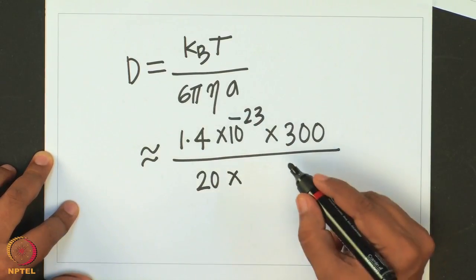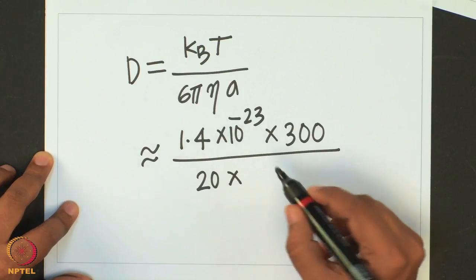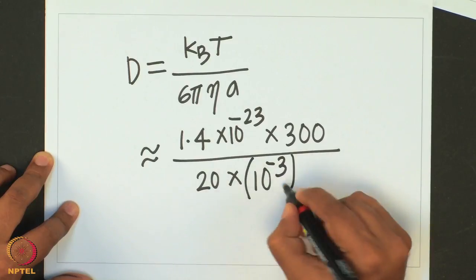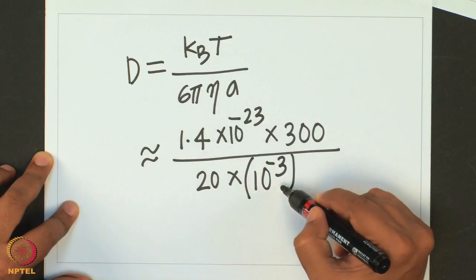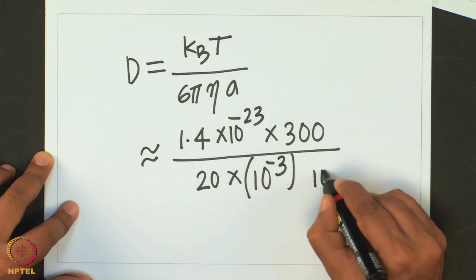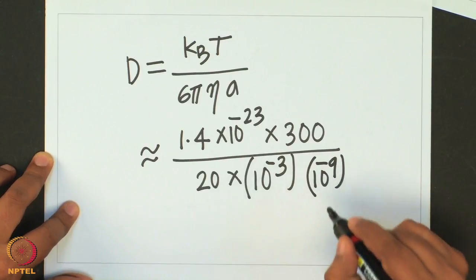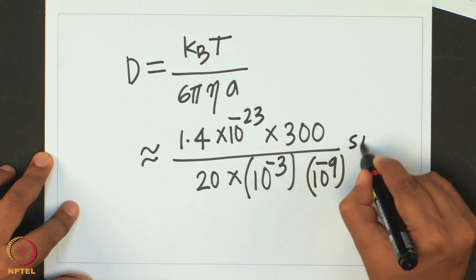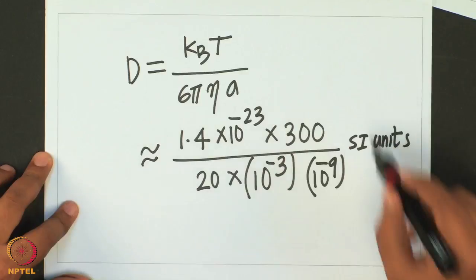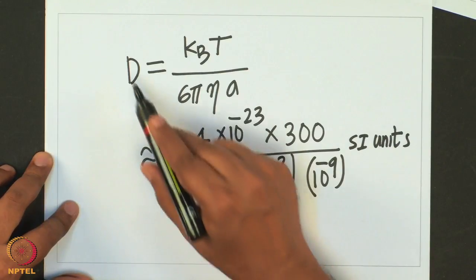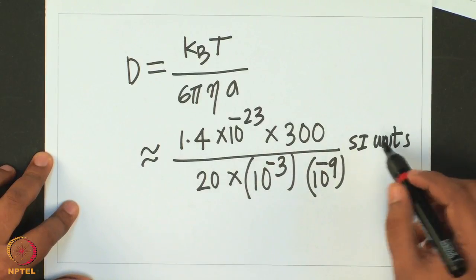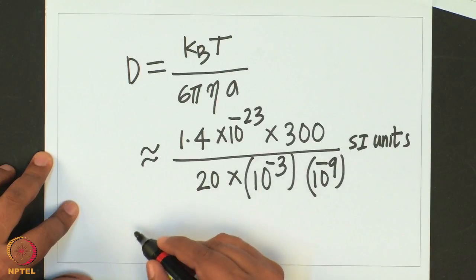Eta, which is the viscosity of water, is 10 power minus 3 in SI units, and a is of the order of a nanometer. In SI units, a nanometer is 10 power minus 9 meter. So, everything is in SI units. If I substitute everything in SI units, I should get the SI unit of diffusion, D, which is meter square per second. So, I should get the answer finally in meter square per second.